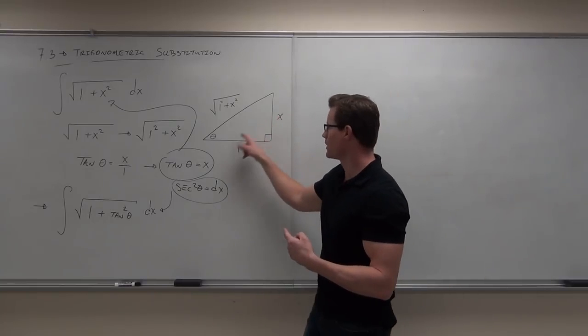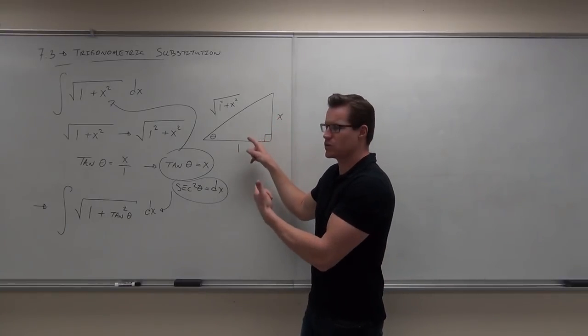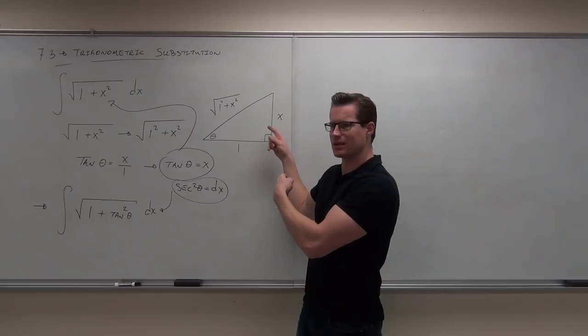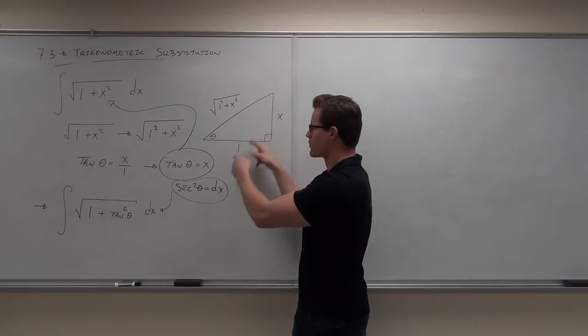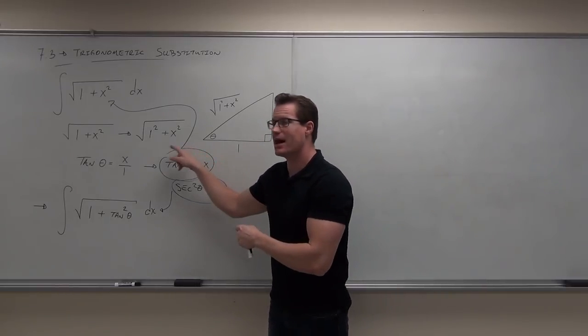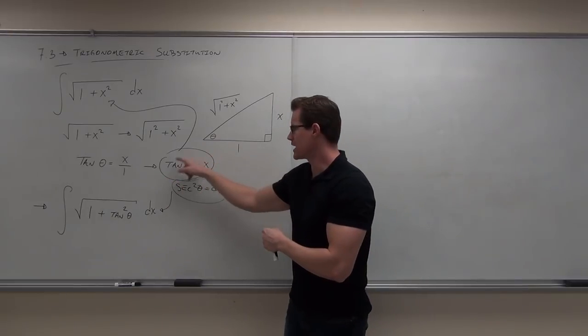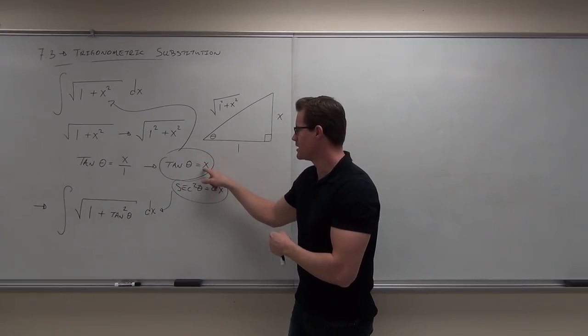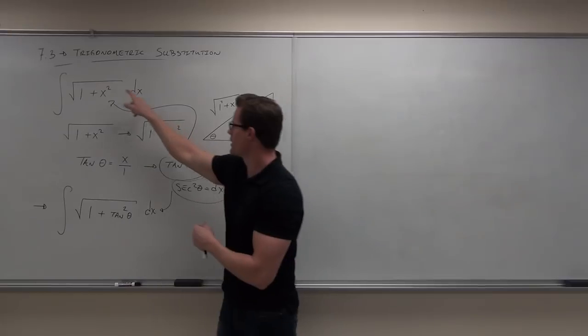Tangent is the appropriate relationship here. It's nice. We don't want to do cotangent, it'd be 1 over x. That'd be silly. I want to do tangent and get x over 1. That way I have a nice substitution. So tangent equals x, tan theta equals x. We plug that in for x.